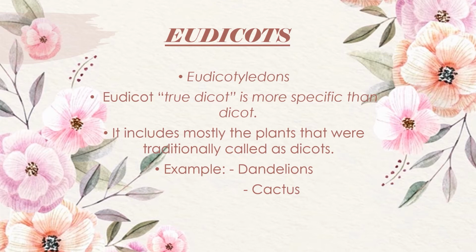Eudicots is short for eudicotyledons, where eudicots means true dicots. It is more specific than dicot, and it includes mostly the plants that were traditionally called dicots. As it is also called dicots, it means they have 2 cotyledons. Examples of eudicots are dandelions and cactus.